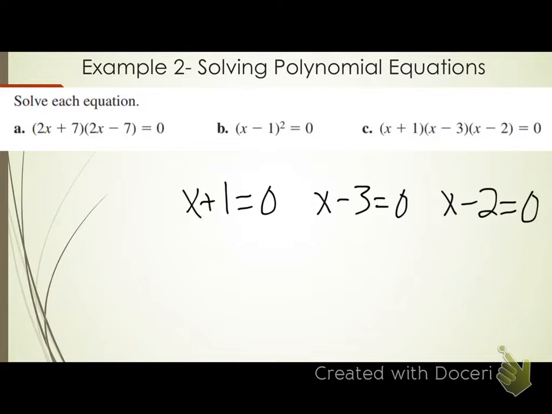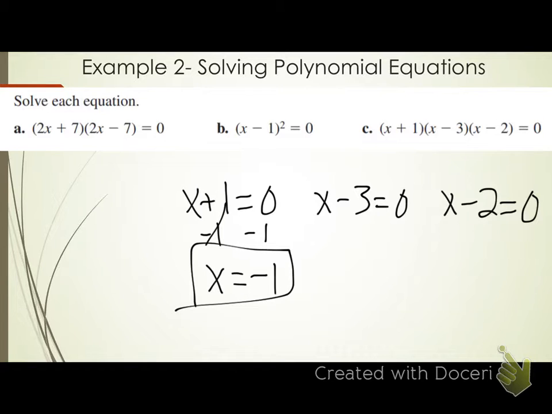This one's just a tad different because I have 3 factors. So if I've got 3 things being multiplied together and they equal 0, the zero product property still applies, right? Either one or all of these have to be 0 for the whole equation to equal 0. So I just take all my factors, set them equal to 0, and solve their little equations. First one, x plus 1 equals 0. How do I get x by itself? Subtract 1 from both sides. X equals negative 1.